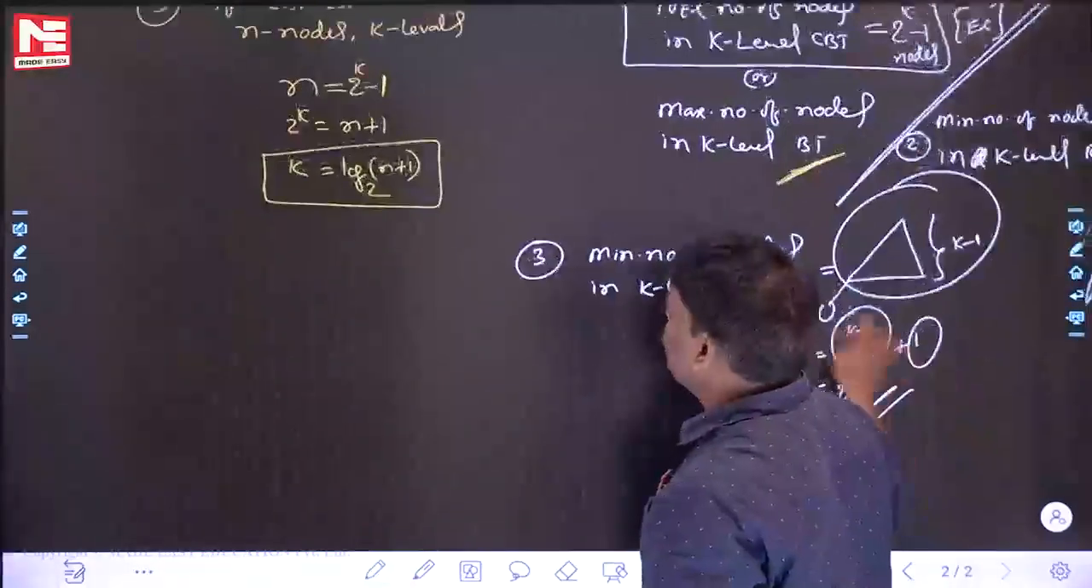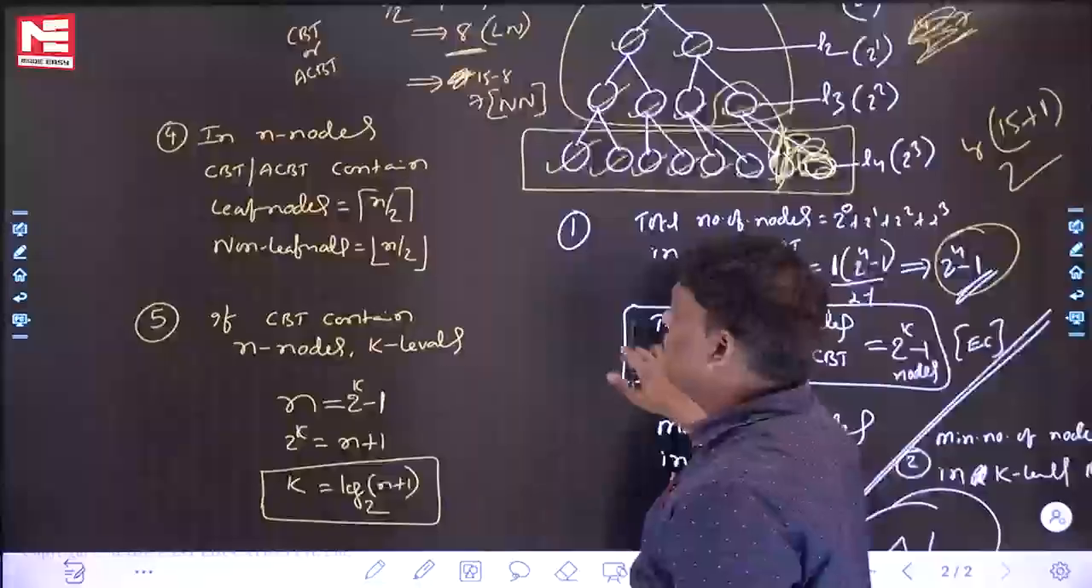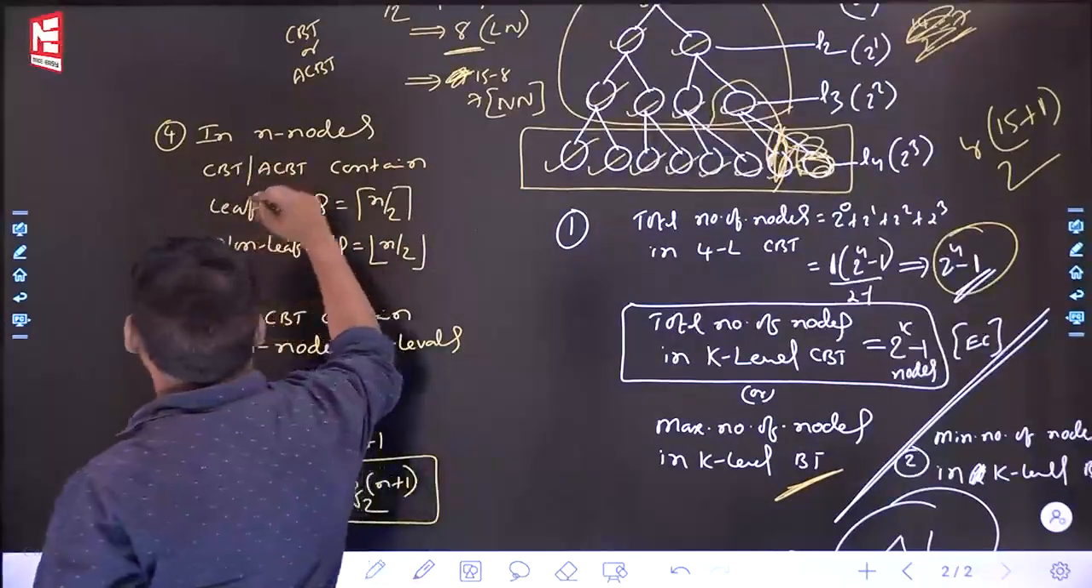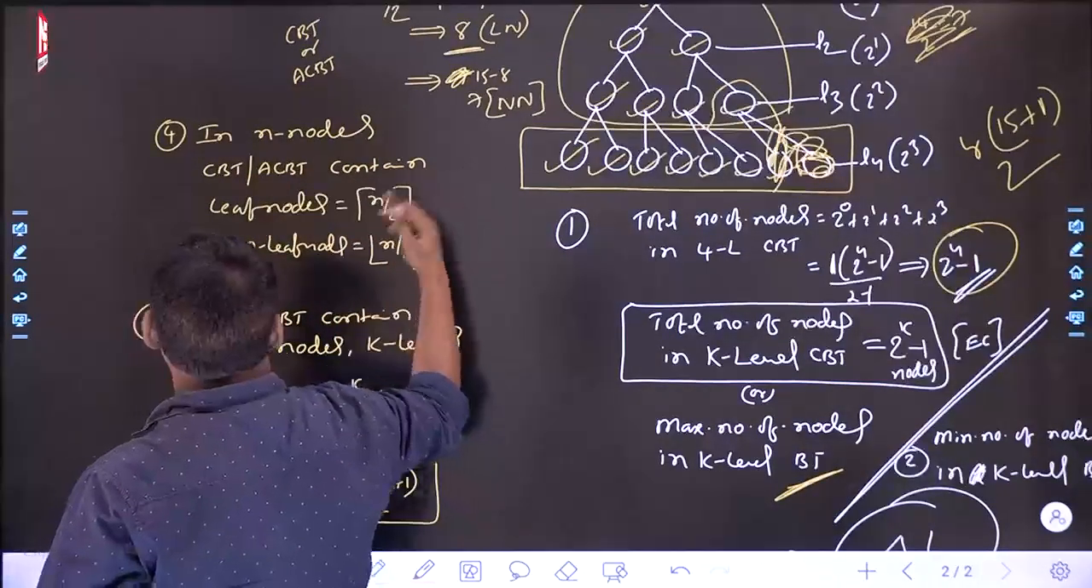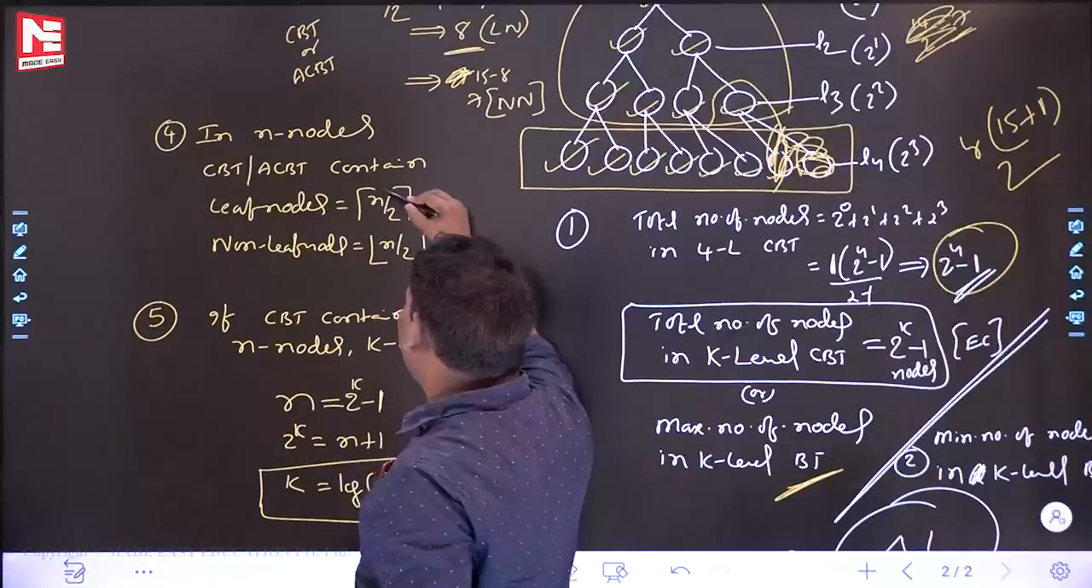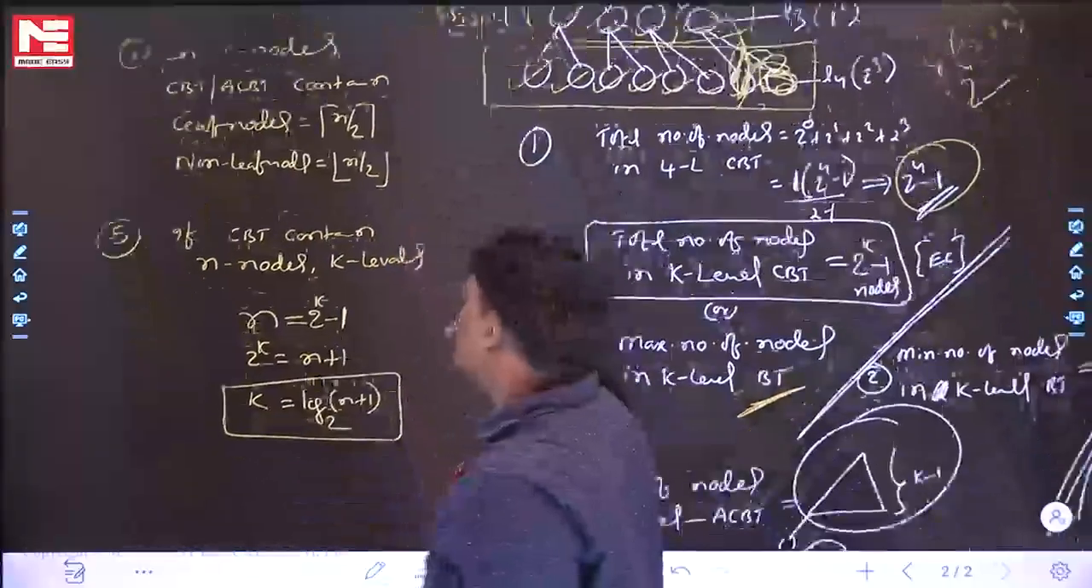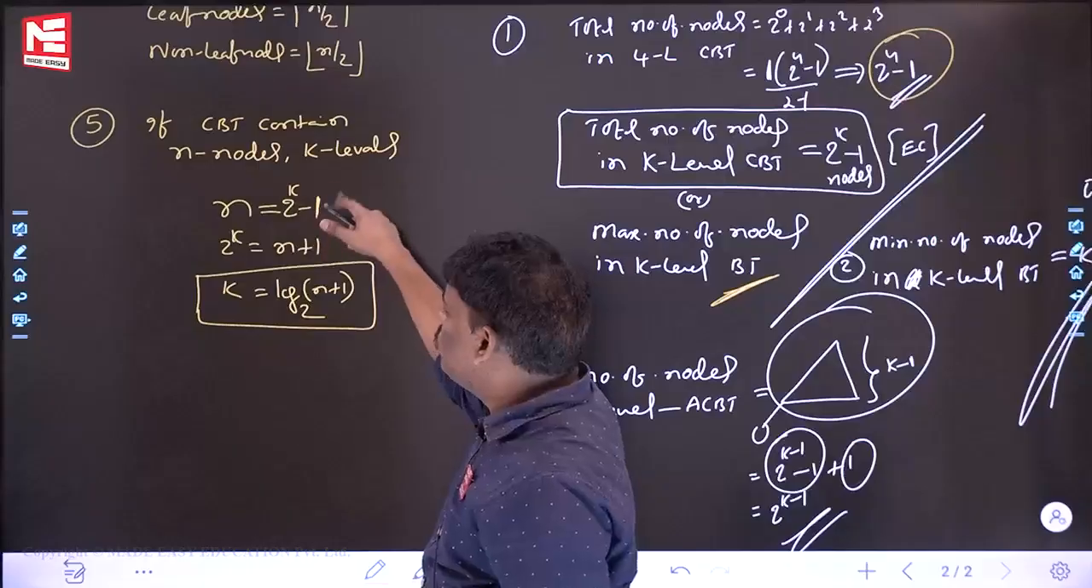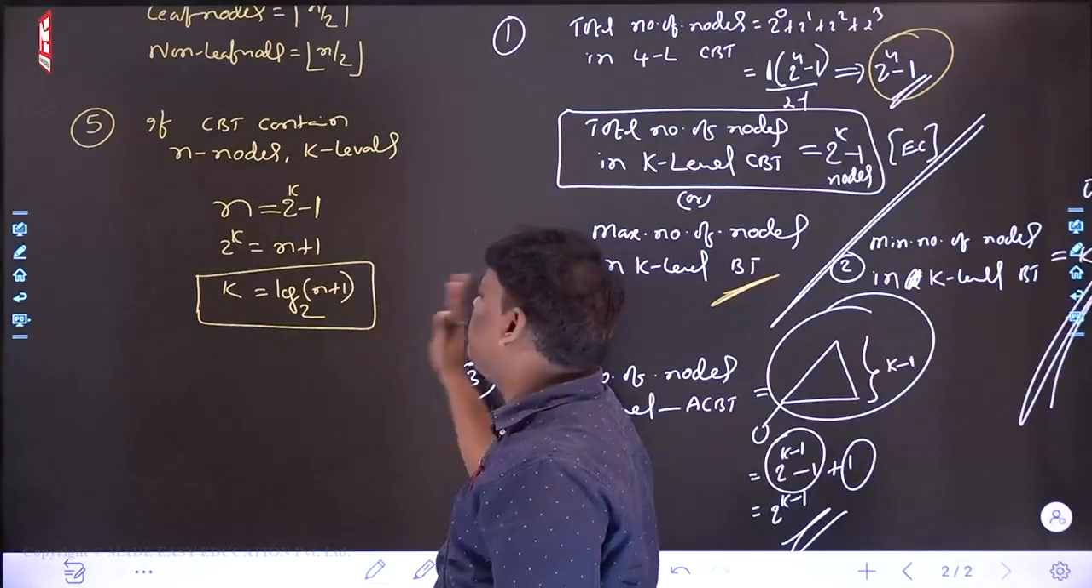Let's see the fourth point. This is the fourth point. N nodes are there. Complete binary tree and almost complete binary tree contain half leaf, half non-leaf. Fractions will come; leaf will take the ceiling. Next one: relation between n and k. N is equal to 2 power k minus 1. K becomes log n plus 1 base 2.